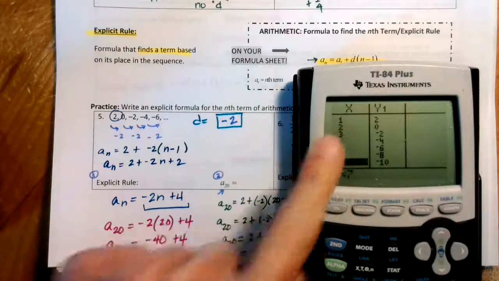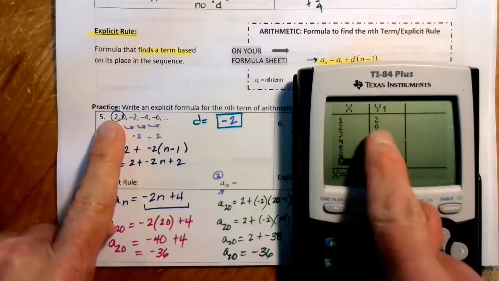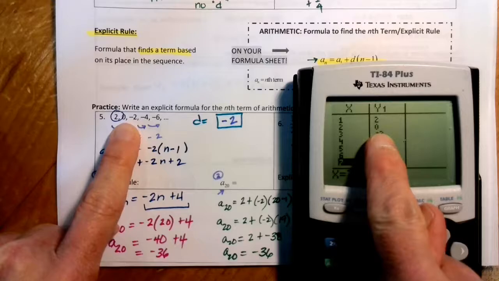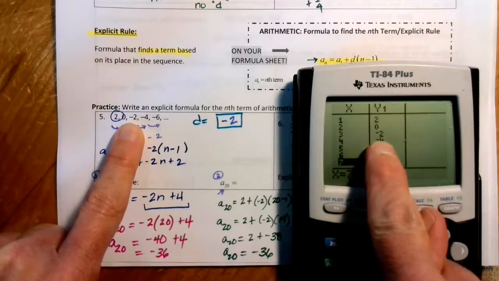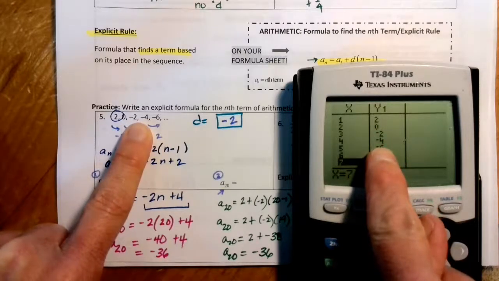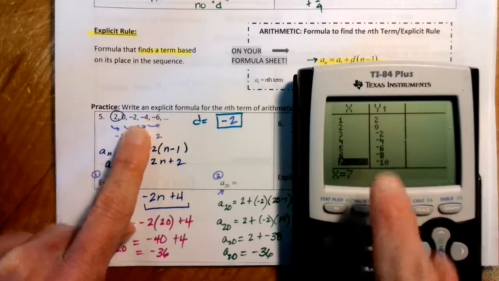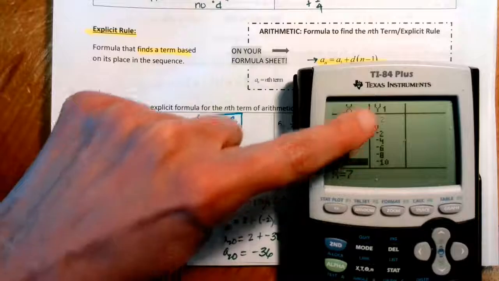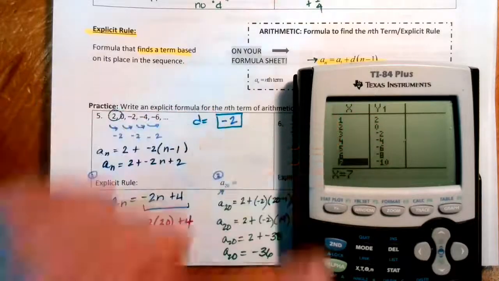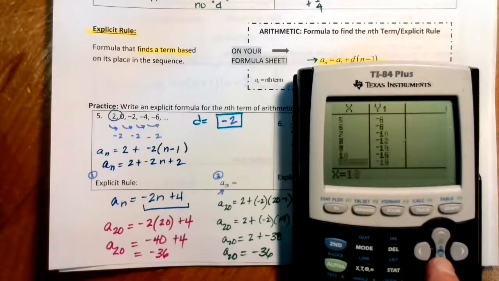And when we look at the table of values, here's the interesting conversation that I want you to see. This first term, a sub 1, is 2. A sub 2 is 0. A sub 3 is negative 2. A sub 4 is negative 4. A sub 5 is negative 6. So here are my n values, here's my sequence, and here's what numbered term they are. We were looking for the 20th term, and there it is.